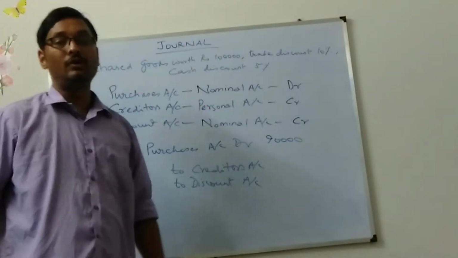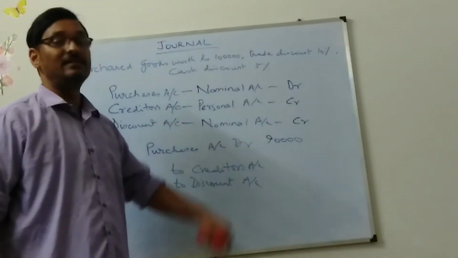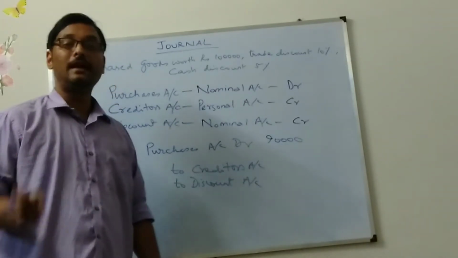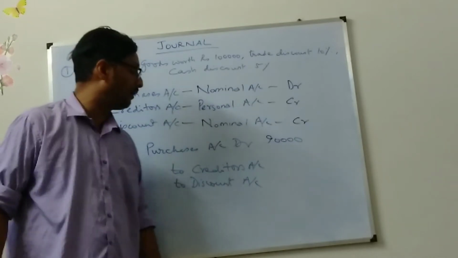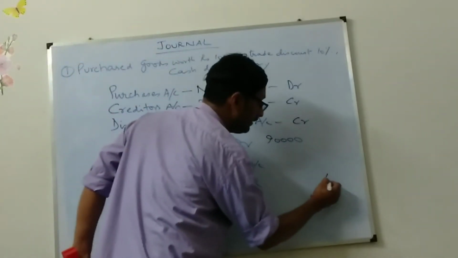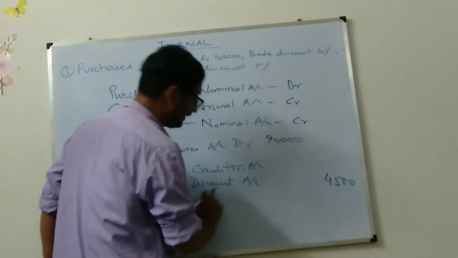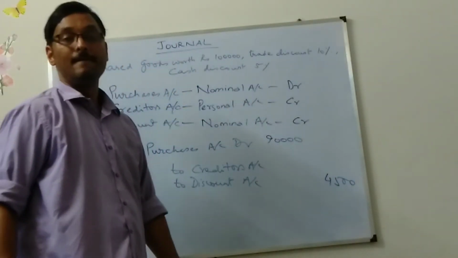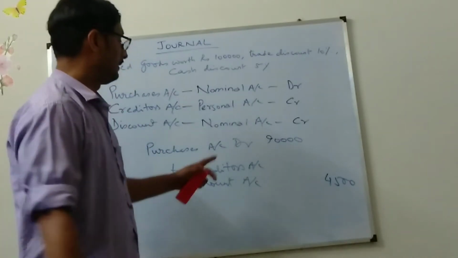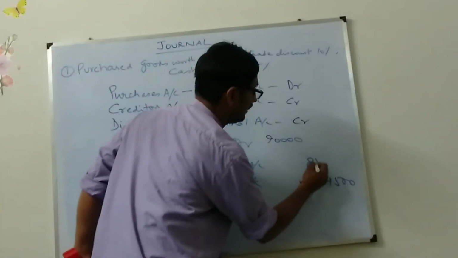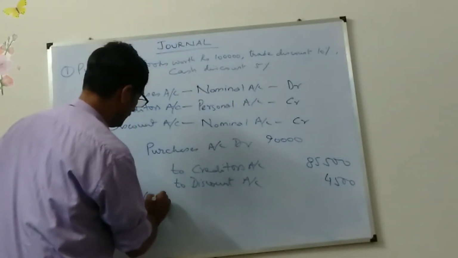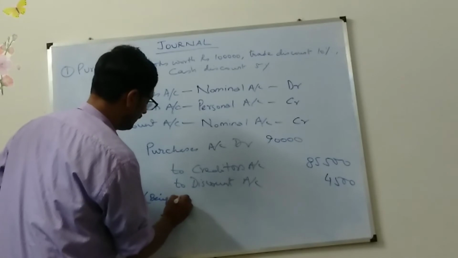You did not pay money to him. Now that person is asking for money, and he is ready to give you 5% discount. So what is 5%? 5% of 90,000 is 4,500. So in front of discount you need to write 4,500. So what is the rest of the money you owe him? 85,500, right?